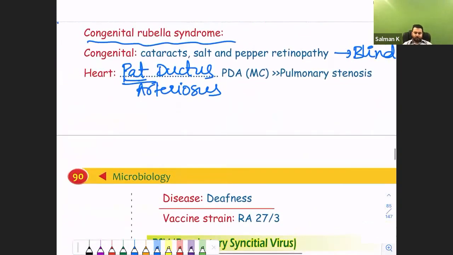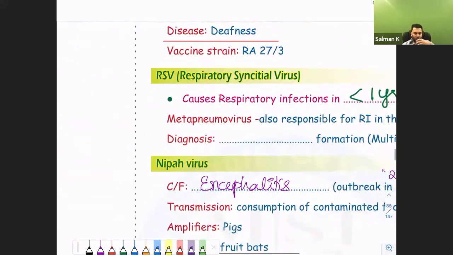Next, rubella. Just read that rubella is important for congenital disease. What does rubella do? It is three things that you're seeing here, that is blindness due to cataracts, etc. Heart disease like PDA, patent ductus arteriosus, and then deafness. Okay.